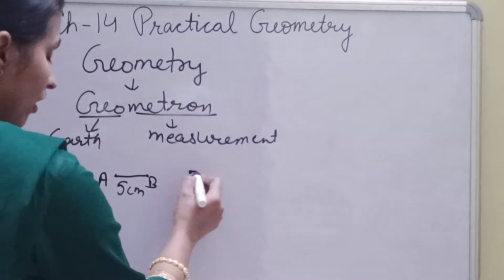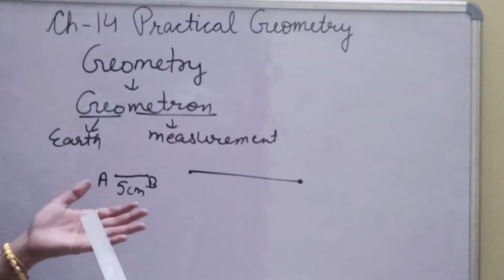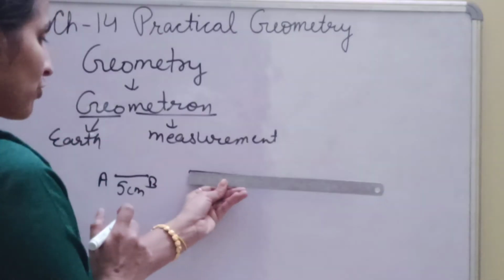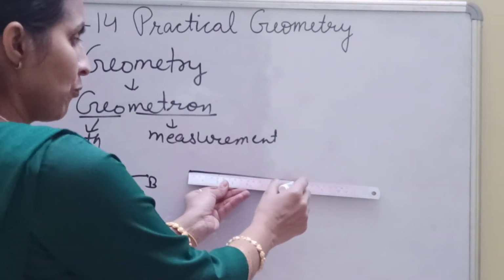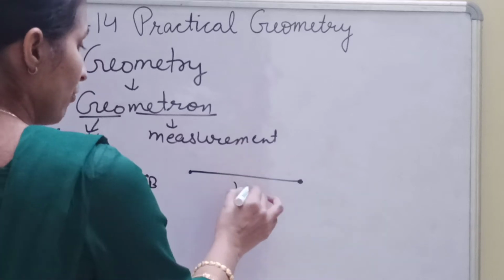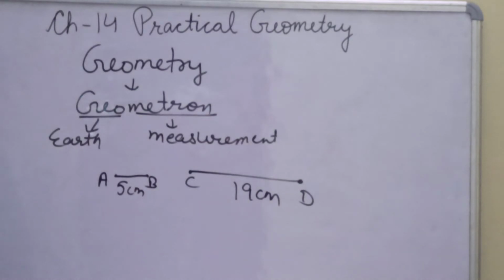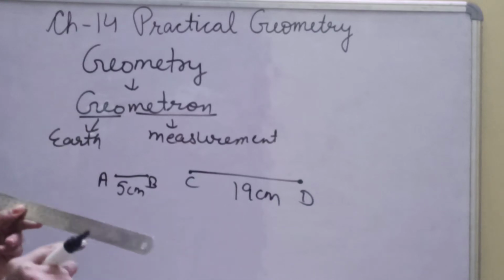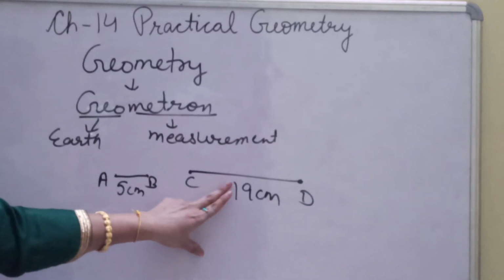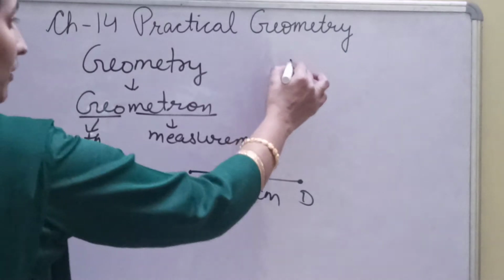If a line segment is drawn already and it is said find the length of it, we will keep our 0 on the first fixed point and then measure. The second point is on 19 on the scale, so it is 19 centimeter. So we can give a name CD 19 centimeter. So why are we using this scale or ruler? We are using this to draw line segments or to measure the length of line segments. So that is your first instrument, ruler.